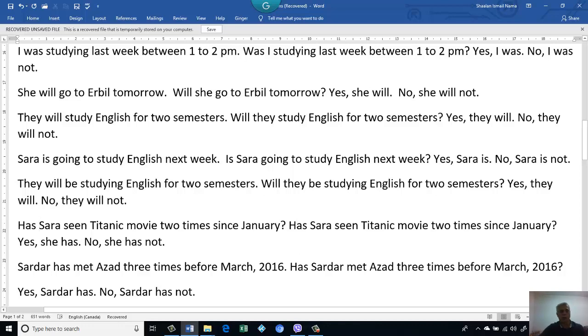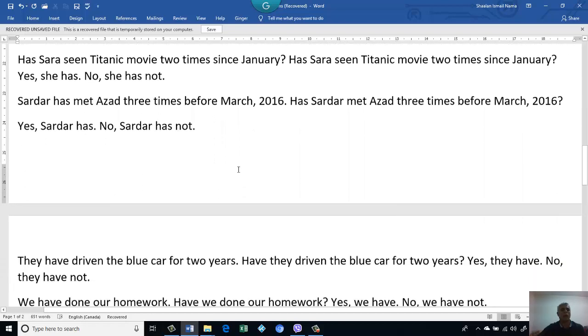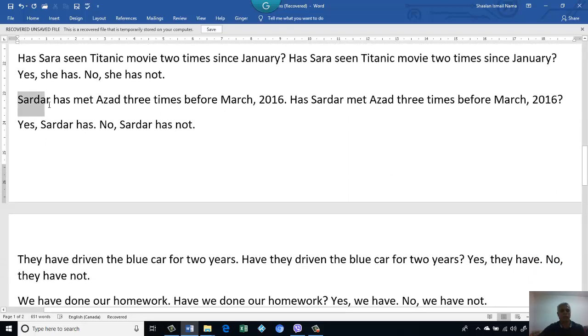Okay, let's go to see this. Sardar has met Azad 3 times before March 2016. Same formula. We take has, put it in the front of the subject, then change the full stop to question mark, as it is here. Has Sardar met Azad 3 times before March 2016? Then question mark. Then you say yes, Sardar has, or no, Sardar has not.